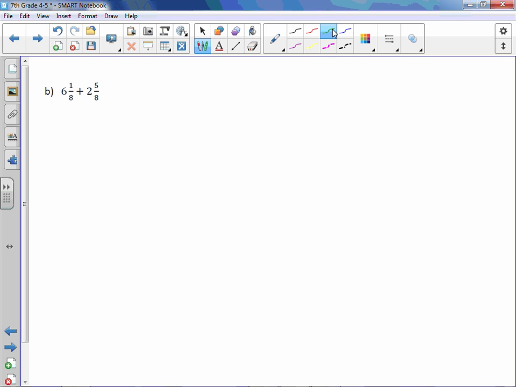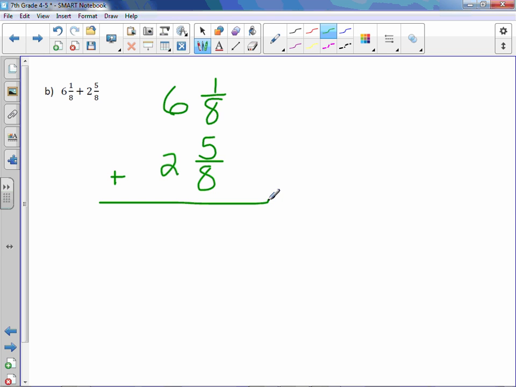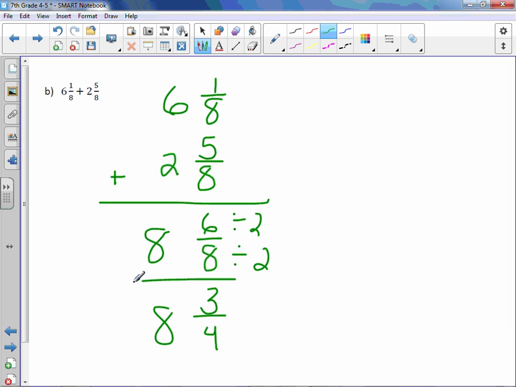6 and 1/8 plus 2 and 5/8. The denominators are the same, so we just need to add. 1/8 plus 5/8 equals 6/8. And 6 plus 2 equals 8. 6/8 can be reduced by dividing numerator and denominator by 2, and we get a final sum of 8 and 3/4.